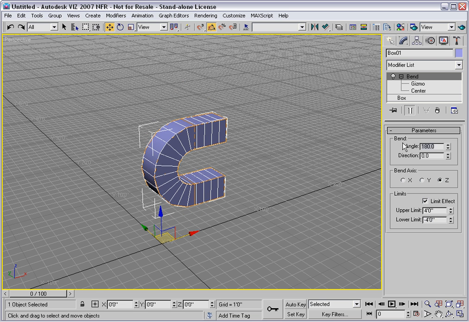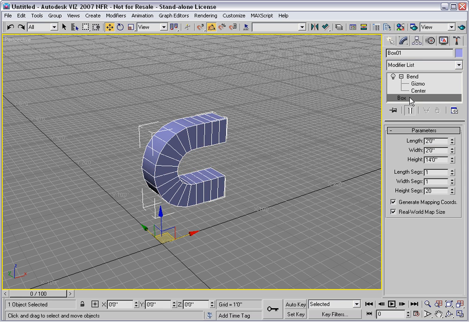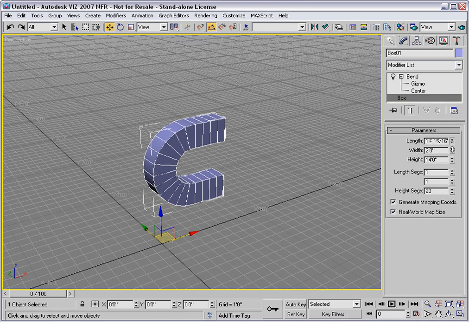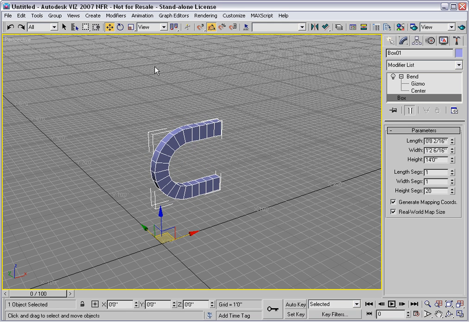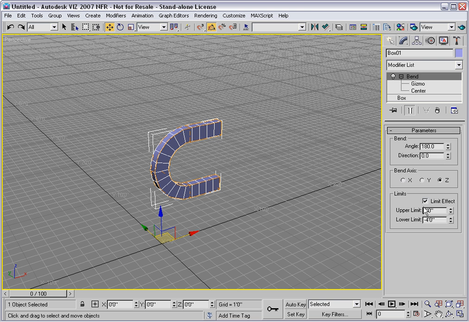Now we can customize the arch by going back to the base object and making some alterations. Of course, we would need to rotate this object if we wanted it to fulfill its function as a masonry arch, but you get the idea. There's really a lot of power that you can explore with the limit effect. You'll find a similar set of controls on many of the modifiers.